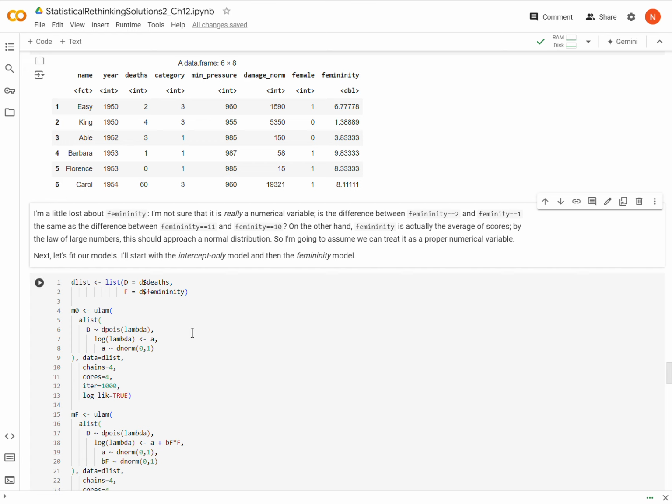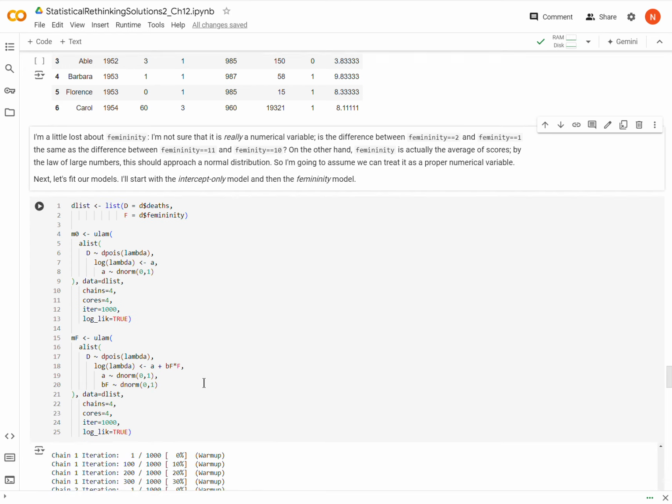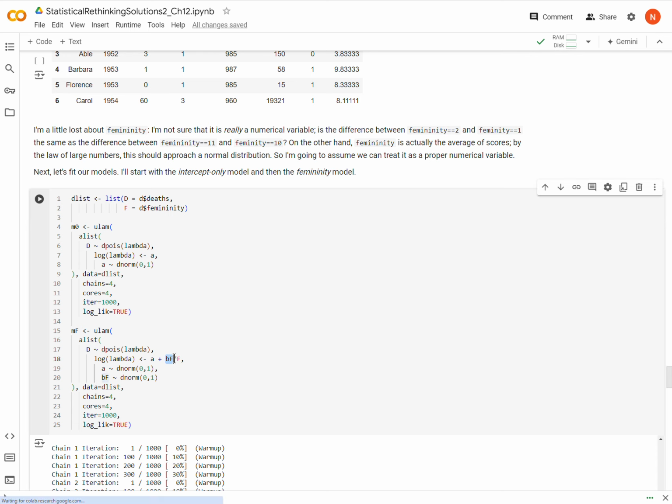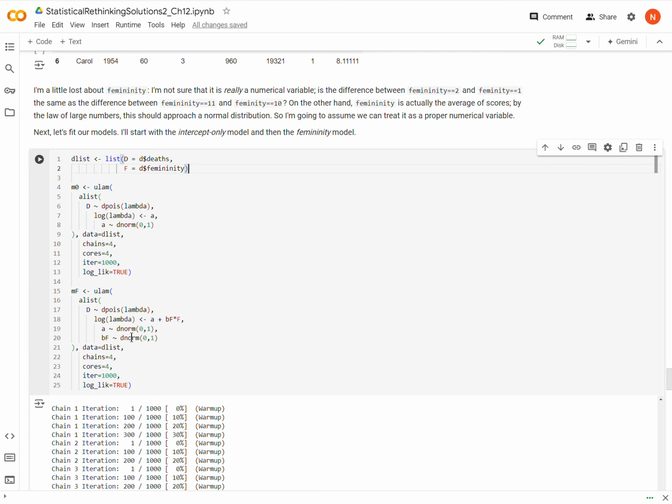So we're going to fit this model. It says to fit it with an intercept-only model, and then using femininity as a predictor variable. Although we don't really do much with the intercept-only model. But anyway, here we have it. First I organized the data into D and F, D for deaths, F for femininity. And so we're regressing deaths as a Poisson random variable, where the log of the lambda parameter is given by our linear model that has an intercept, as well as a slope for femininity.